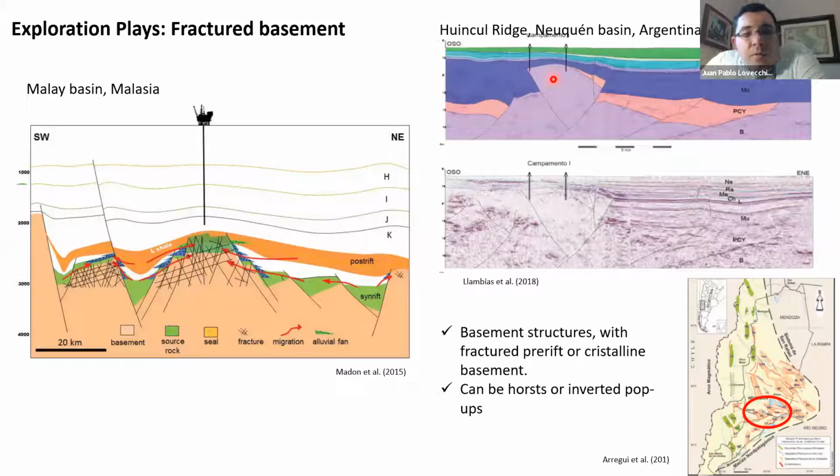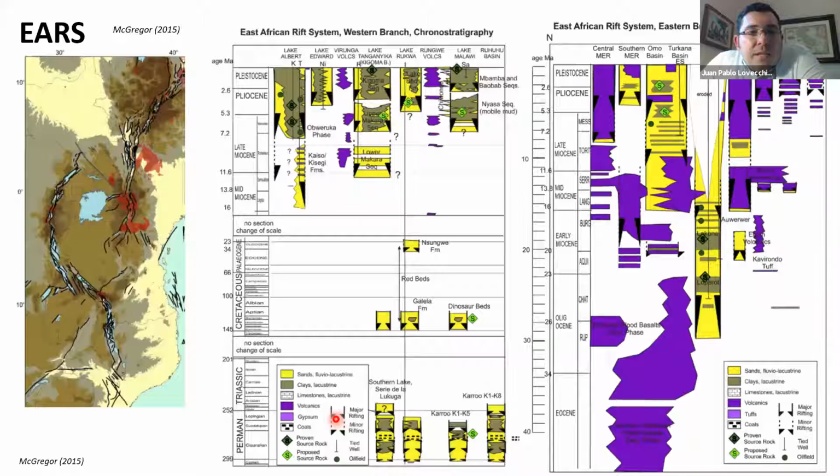Another example of oil produced in rift basins is in the present day Eastern Africa Rift system. This is showing the chronostratigraphic charts. You see the ages here for different lake systems here in the western branch and in the eastern branch of the south of the Eastern African rift. You can see that not all of the rifts have lakes.